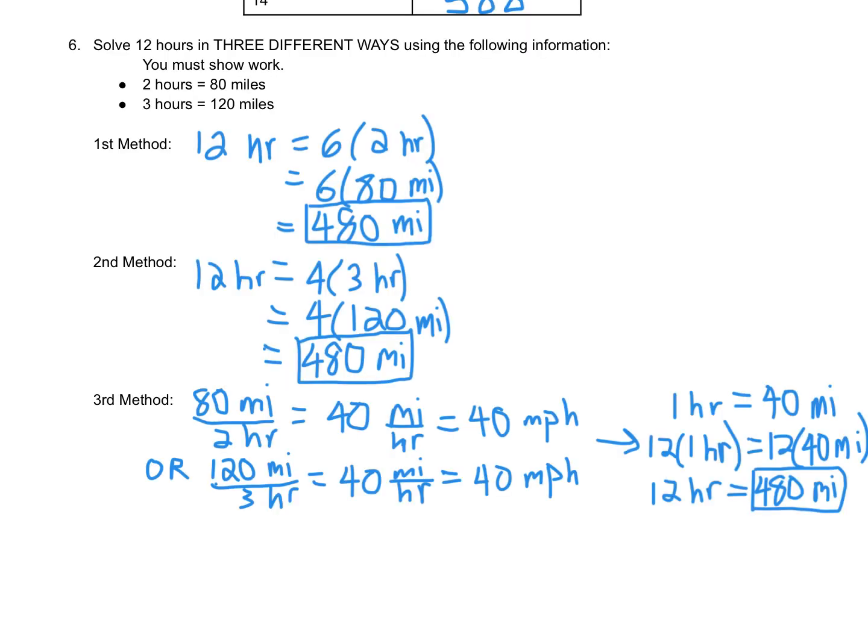You see, one way is I can take 6 times 2 hours, so 6 times 80 miles is 480 miles. We could do 4 times 3 hours, so 4 times 120 miles is 480 miles. We could take the 80 miles divided by 2 hours, or we could do the 120 miles divided by 3 hours. Both of them give me 40 miles an hour. 1 hour is equal to 40 miles, so if I want to go from 1 hour to 12, I'm going to multiply it by 12, which means 12 times 40 miles would be 480 miles to get 12 hours.